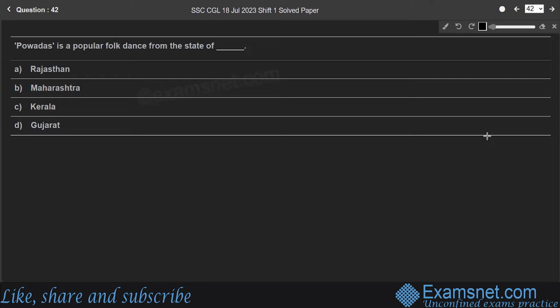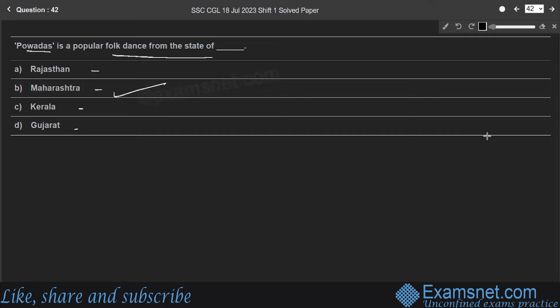Question 42. Povada is a popular folk dance from the state of Rajasthan, Maharashtra, Kerala, or Gujarat. Here, Pavadas or Povadas, both are the same. Povadas is a popular folk dance from the state of Maharashtra. Option B is the right answer.